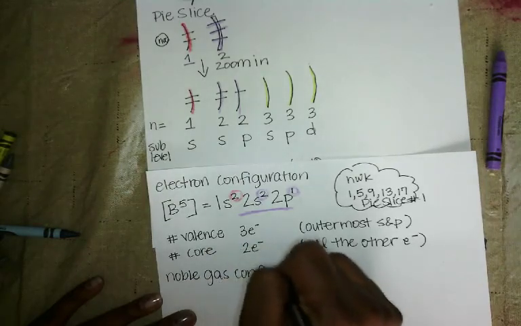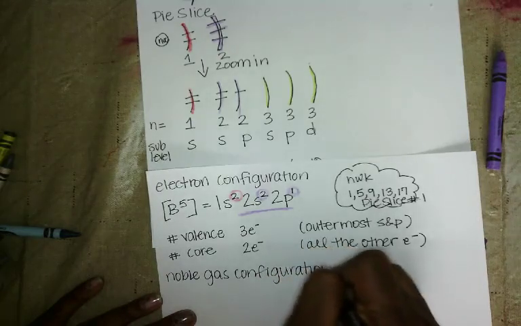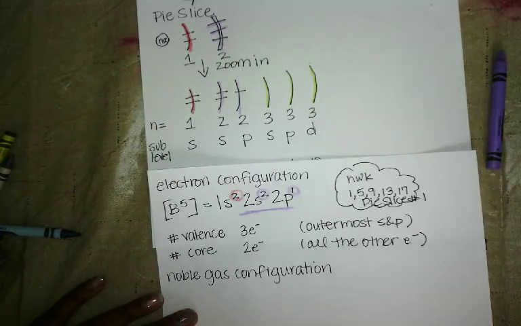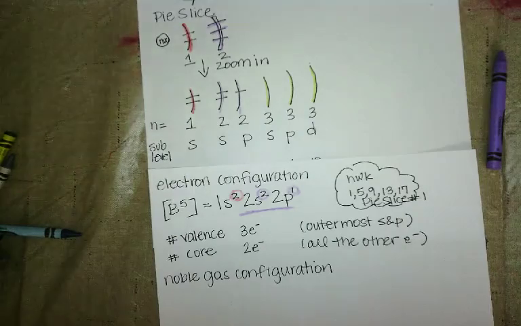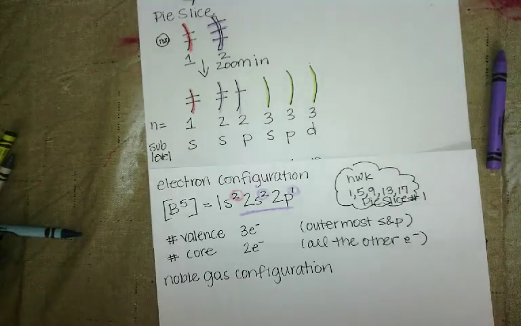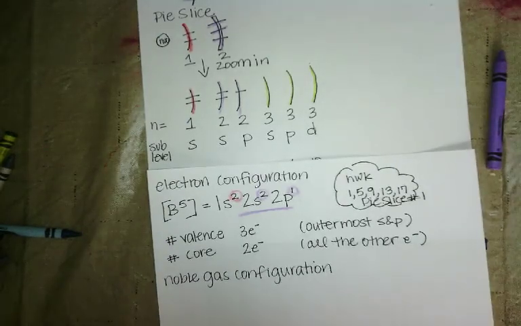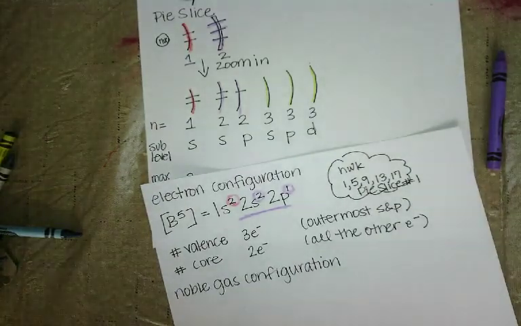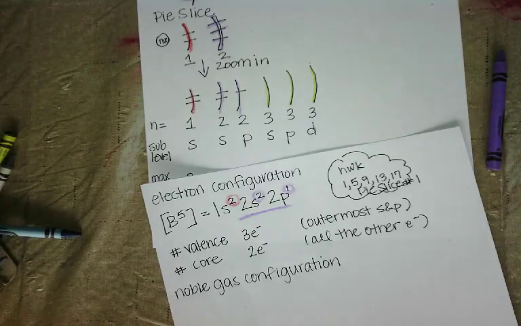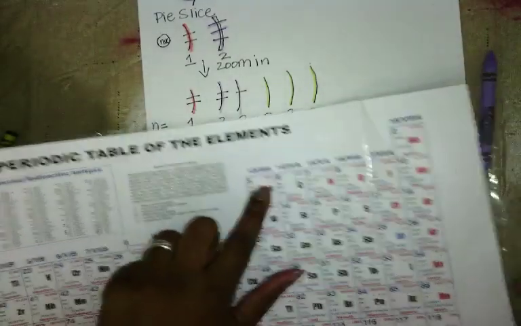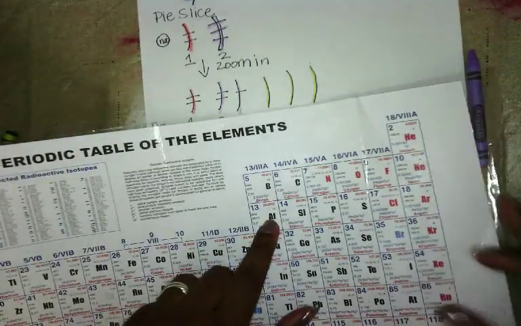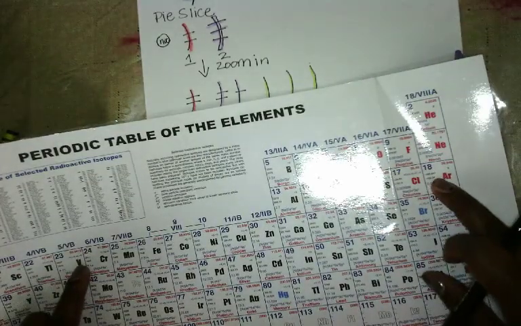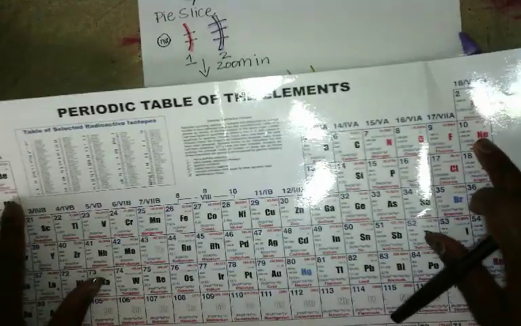The noble gas configuration uses the largest noble gas at the end of the previous row. The noble gas at the end of the previous row. So if you're looking at a periodic table, which I don't have one handy, if you're looking at the noble gases, it's always going to be the one at the end of the previous row. So in our case, it's going to be helium. So boron is here. The end of the previous row is helium. If I was doing aluminum, it would be neon. If I was doing vanadium, it would be argon. If I was doing magnesium, it would be neon.